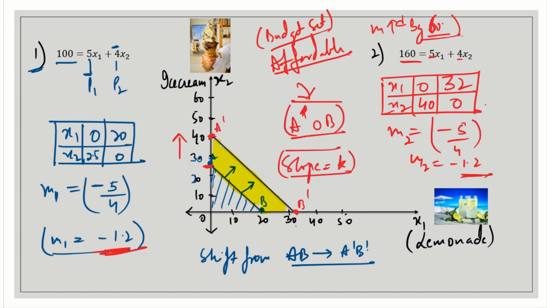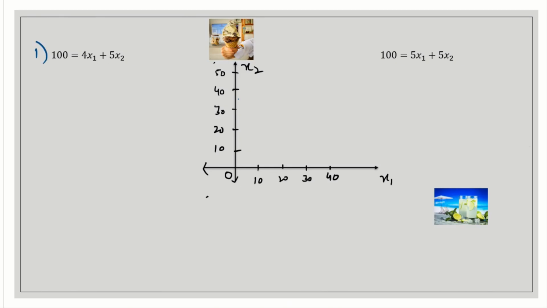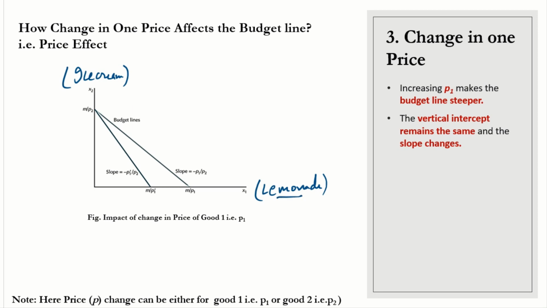So now let's move on to the next concept, that is, what is the impact of change in price on the budget line. Now taking the similar case which we discussed in the previous example, for x1 we are supposing that this is, for example, lemonade, and this is ice cream. Now you have to choose between these two, right? But suddenly the price changes from rupees 4 to 5 for x1, which is your lemonade.